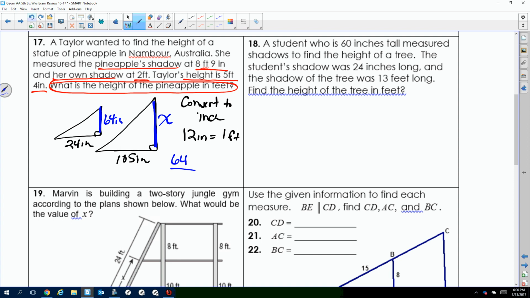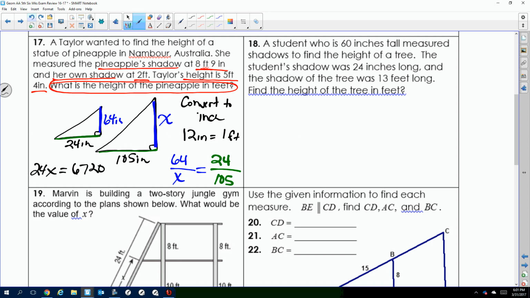Those are corresponding, they're in the same spot. And that would be, now I can go to my 24 inches, the shadow, compare that to another shadow that's 105 inches. And we can cross multiply and solve here. So when we cross multiply, we get 24x equals 6720.